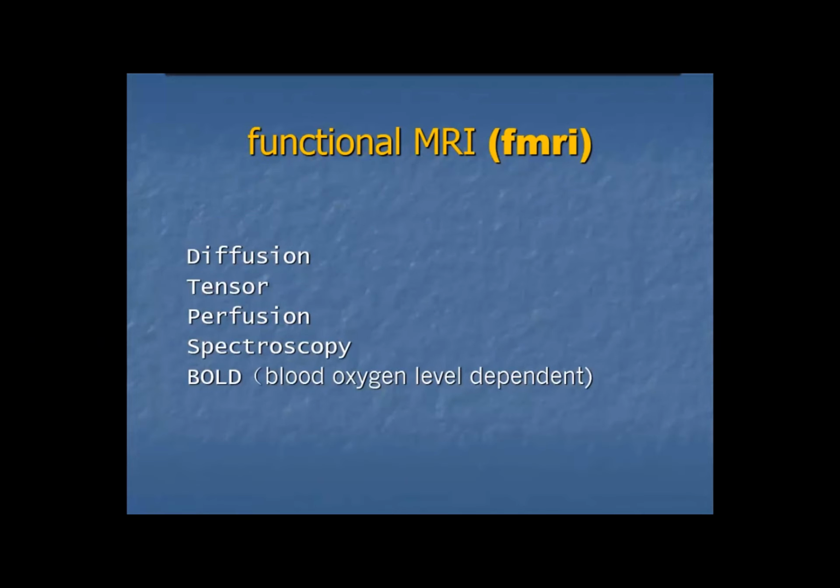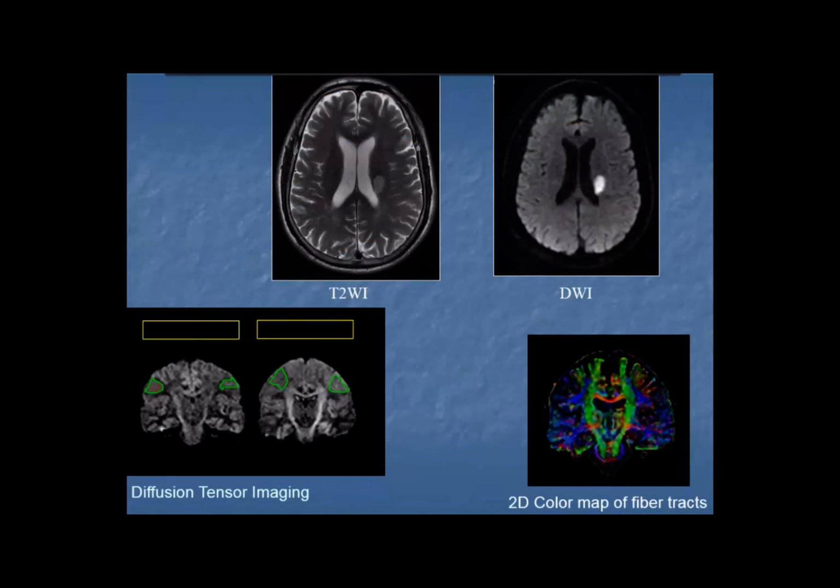MRI has some special functions, fMRI, such as diffusion imaging and tensor, perfusion, spectroscopy, and blood oxygen level dependent imaging. This is a DWI image. On the T2 weighted image, the infarction lesion is slightly hyperintense. And on the DWI image, we can find this lesion is very bright. The MRI can also display the diffusion tensor image. We can reconstruct the 2D color maps of fiber tracts.